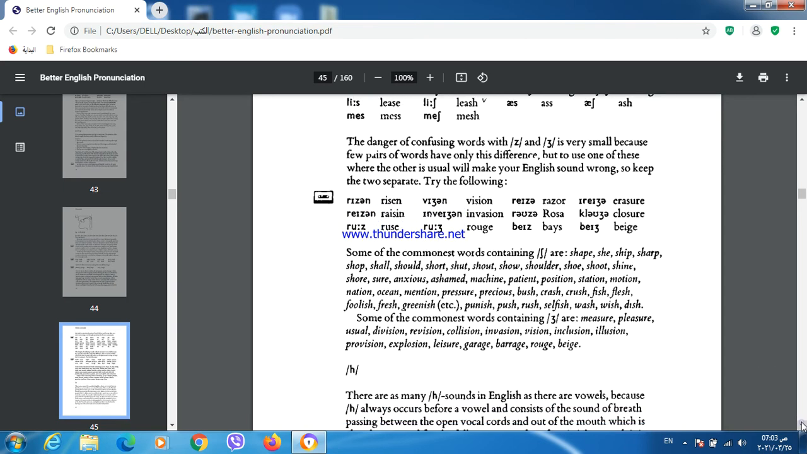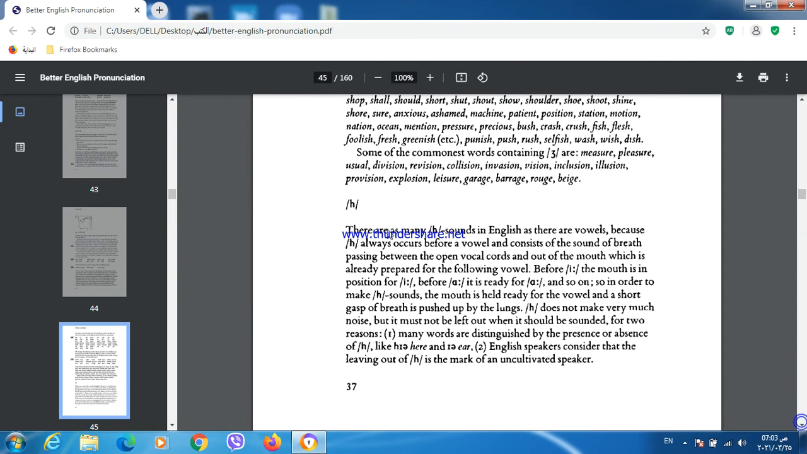Now, the last sound is h. He is the last sound, and we are not going to use such terms like strong and weak. What is important about h? Number one, there are as many h sounds in English as there are vowels. هناك العديد من أصوات الهاء في اللغة الإنجليزية بعدد أصوات العلة.